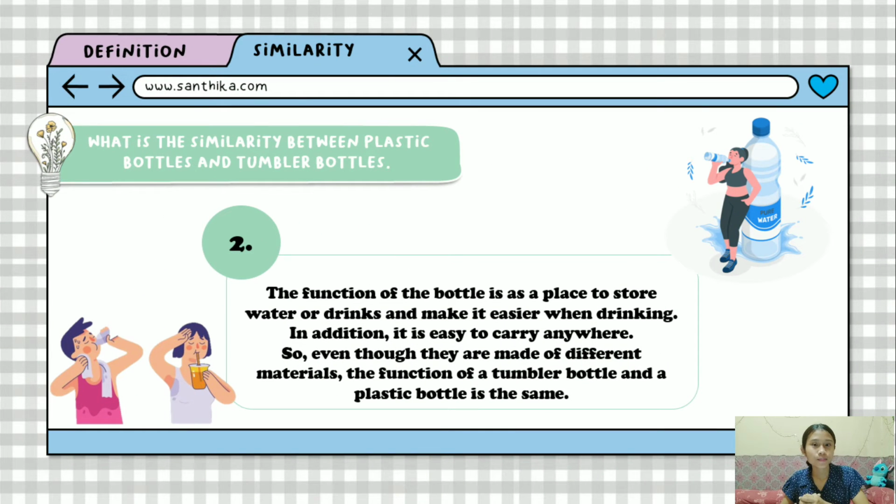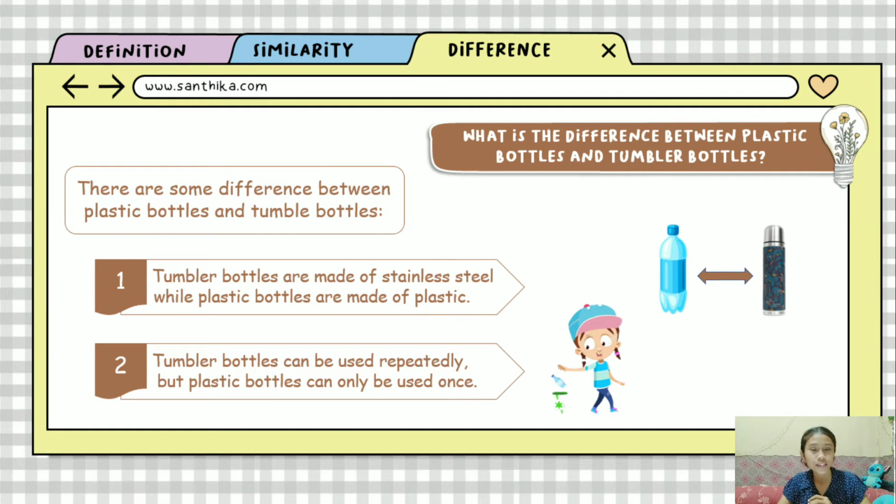So what is the similarity between tumbler bottle and plastic bottle? Okay, let's discuss the second point. The similarity between tumbler bottle and plastic bottle lies in their function. The function of the bottle is as a place to store water or drink and make it easier when drinking. In addition, it is easy to carry anywhere. So even though they are made of different materials, the function of the tumbler bottle and the plastic bottle is the same.